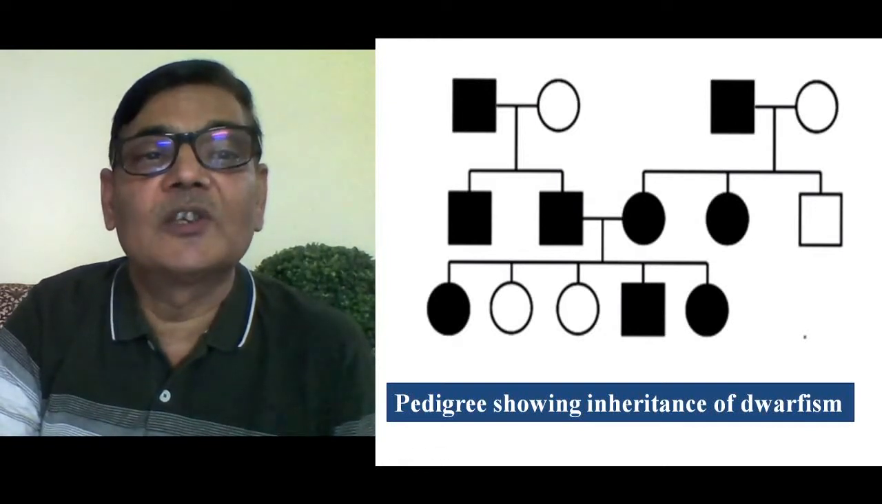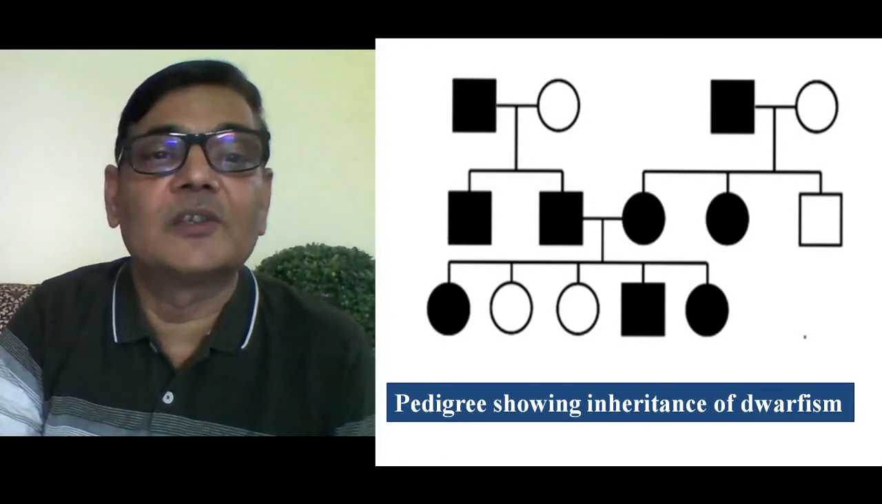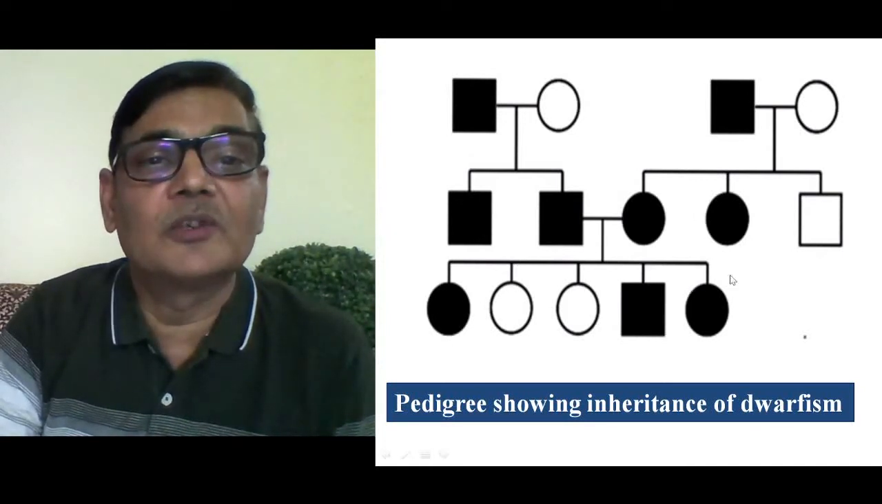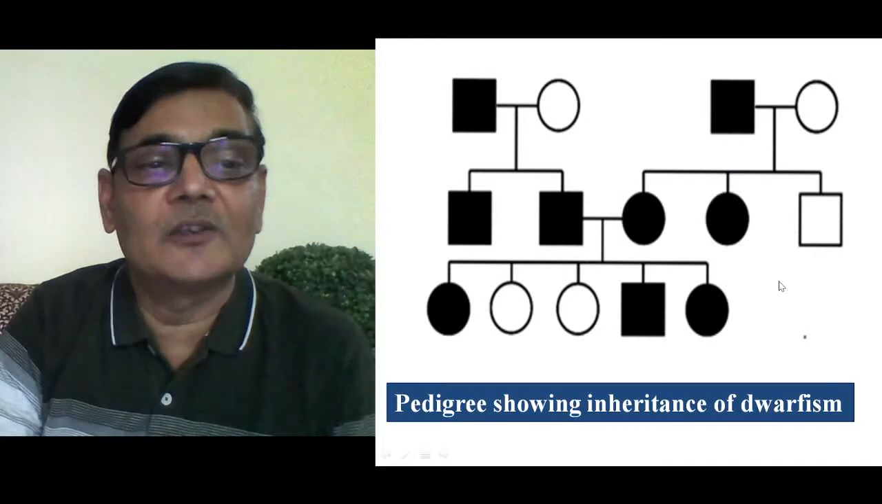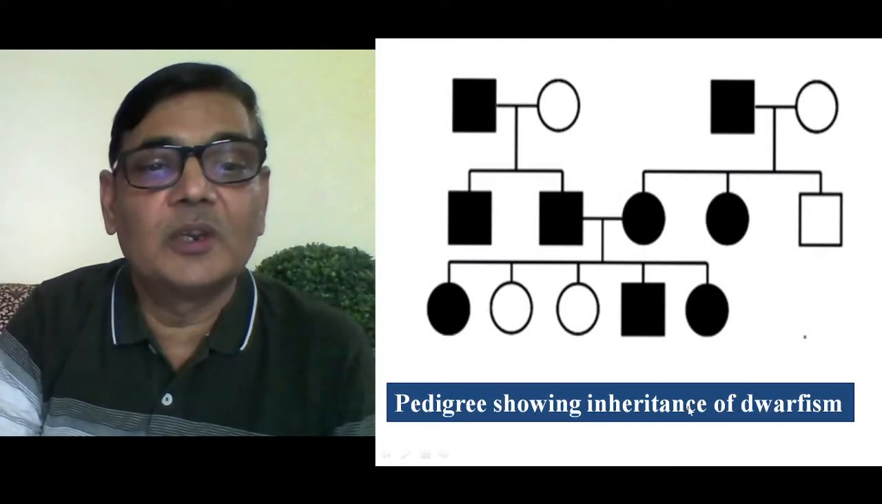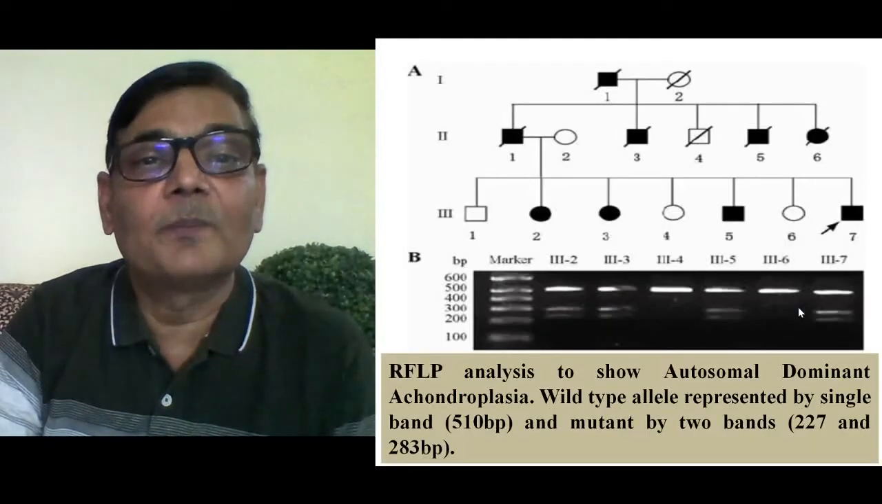So one thing is clear, that homozygosity of this particular allele, that is of achondroplasia, will be lethal. Definitely we can say that here there would be a chance of homozygosity, but these three individuals, if they are alive, will definitely be heterozygous. So this is a pedigree showing inheritance of dwarfism.